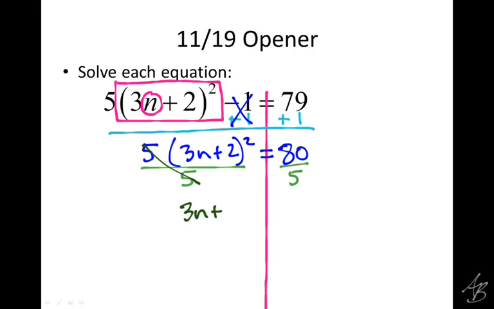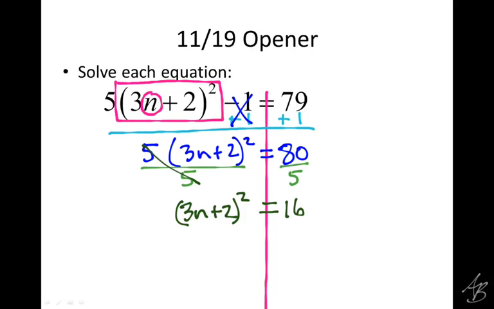3n plus 2 squared. Don't forget that square. And then on the right side, 80 divided by 5 is 16. Okay, then what? Okay, now we need to get rid of that square.